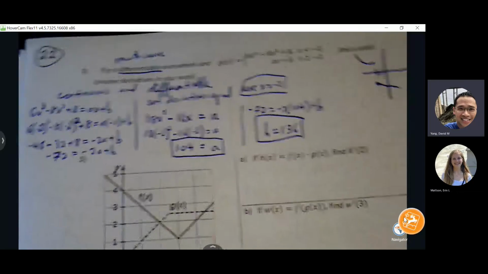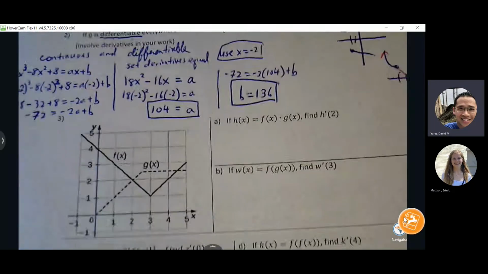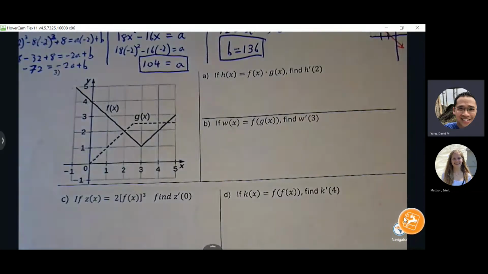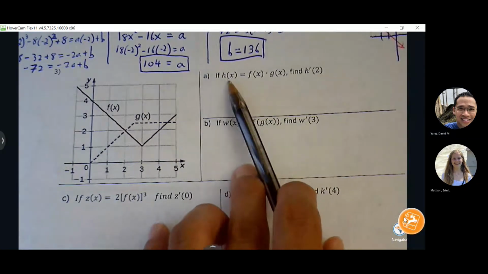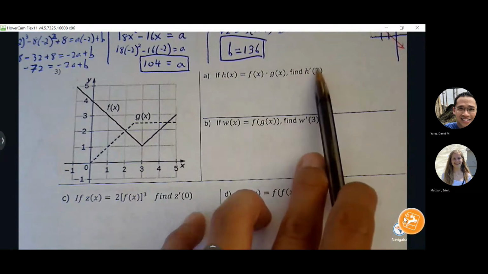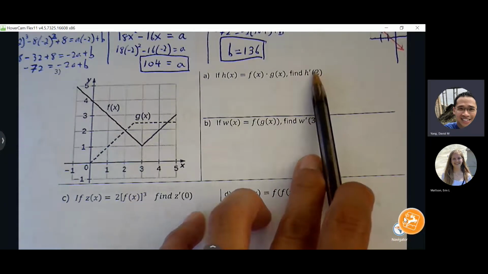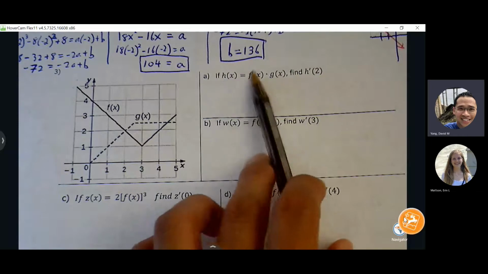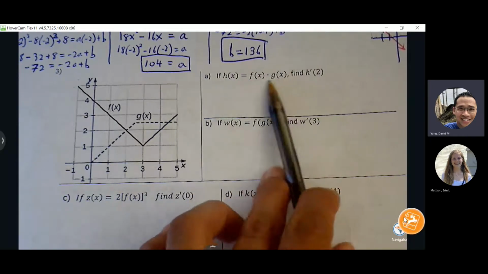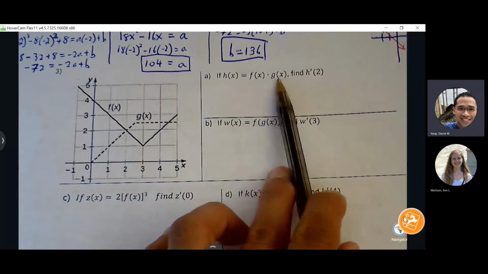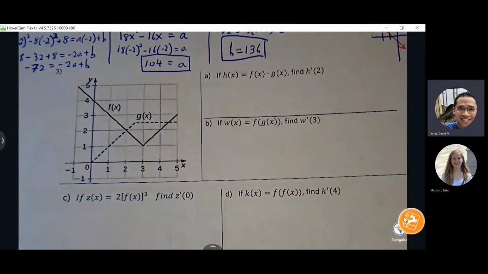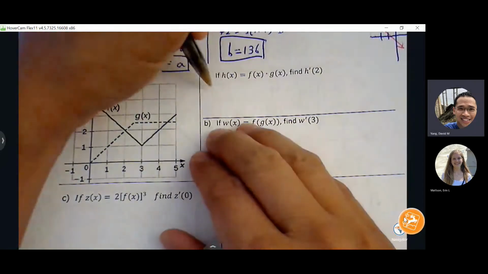Okay, part A, this is number 3 here. If h of x equals f of x times g of x, find h prime of 2. Before we can find h prime of 2, we first have to find what? h prime, yeah, gotta get to my derivative first. So to get to my derivative, what rule is needed to help me get to the derivative here? Product rule, right? Because f and g are related to one another by multiplication. So go through product rule first.